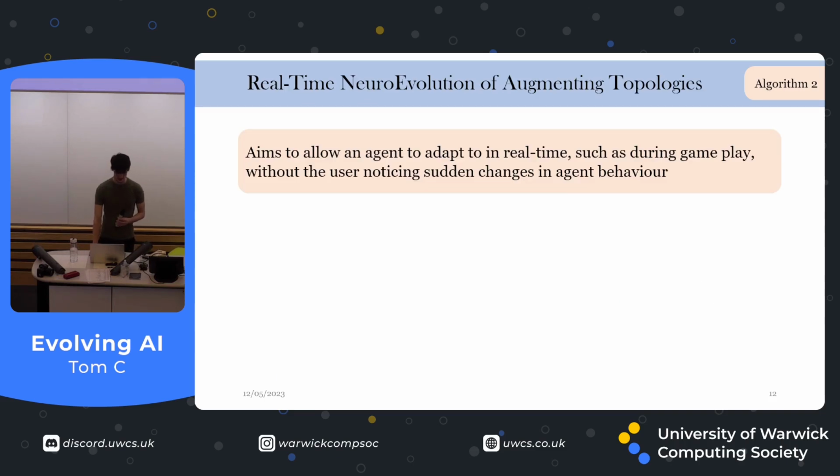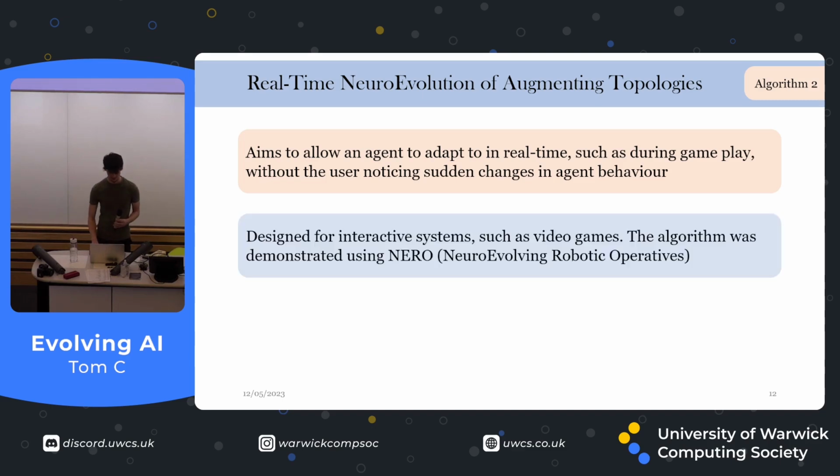The second algorithm here is real-time neuroevolution of augmented topologies, which is very similar, except it focuses on modifying the algorithm to be useful for real-time environments. So this could be during gameplay. We could be evolving NPCs or opponents without a user noticing sudden changes in the behavior of the enemies they're fighting. The algorithm was actually first introduced in a game called NERO, where you would evolve robots in a combat environment to fight another player's evolved robots.